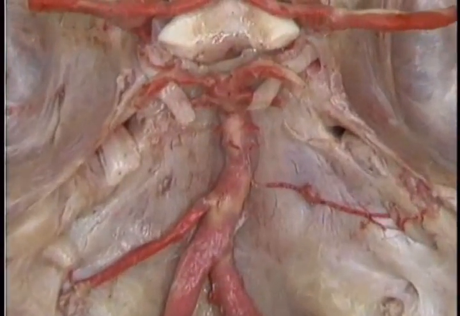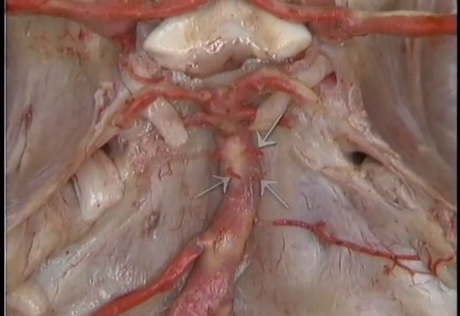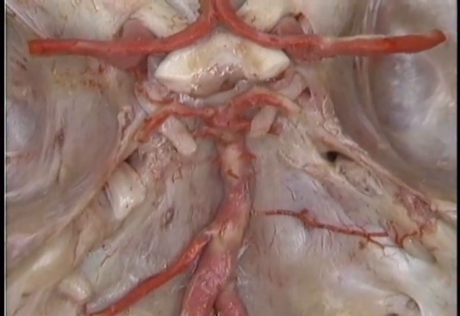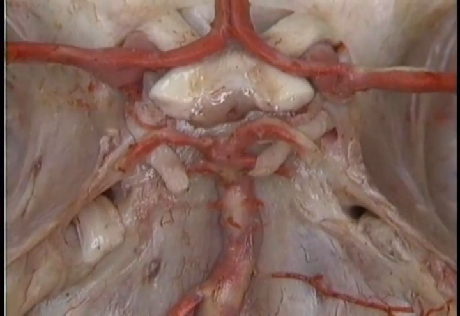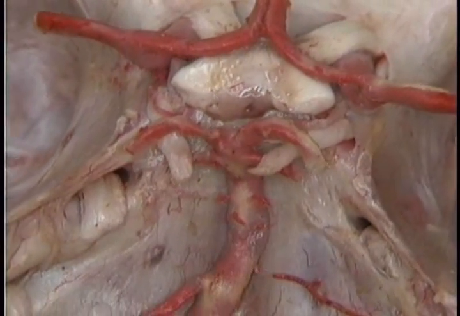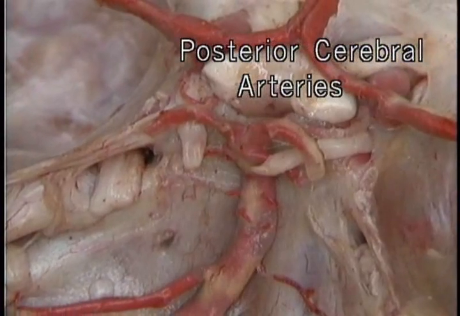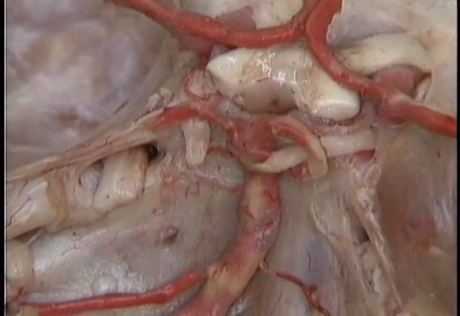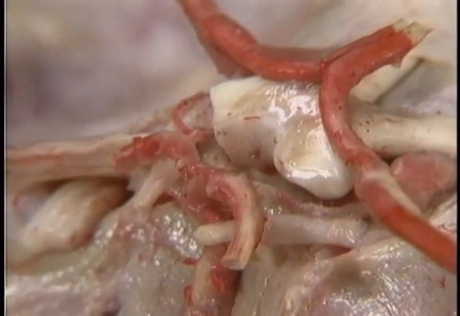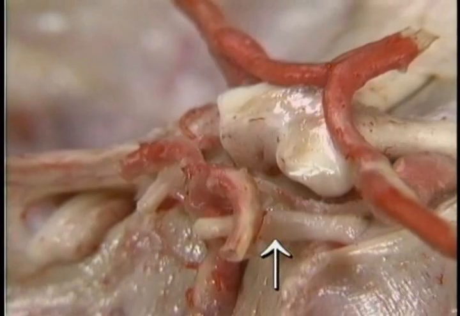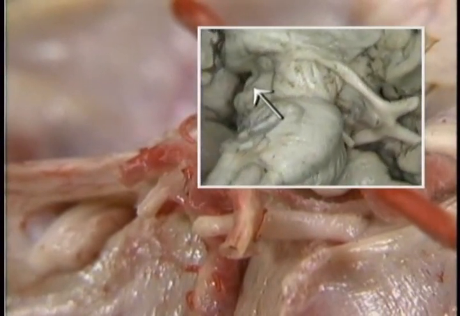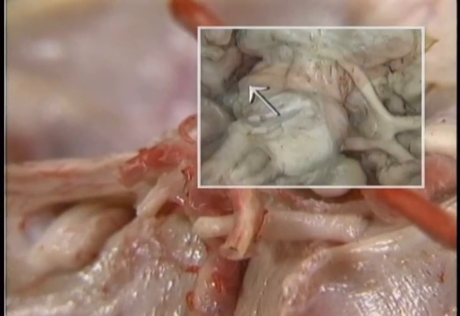In addition, the basilar artery gives off small branches to the pons and this labyrinthine artery that supplies the inner ear. Four branches arise from the top of the basilar artery, these two superior cerebellar arteries, and the two terminal branches of the basilar, the posterior cerebral arteries. The posterior cerebral artery curves backwards and laterally above this nerve, the oculomotor. It curls around the cerebral peduncle. We'll look at its course in a few minutes.